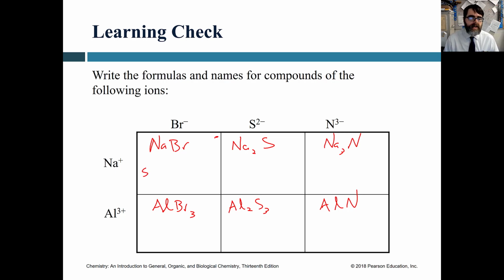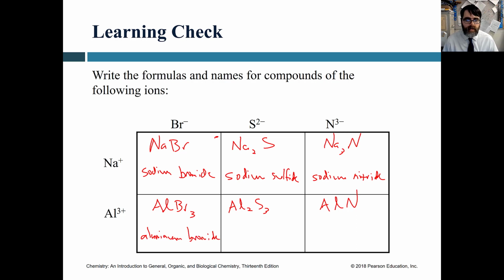For naming, these all start out sodium in this row. Sodium bromide, sodium sulfide, and sodium nitride. Down here, they all start with aluminum: aluminum bromide, and the second word is the same as it was up above. So aluminum sulfide, and lastly, aluminum nitride.